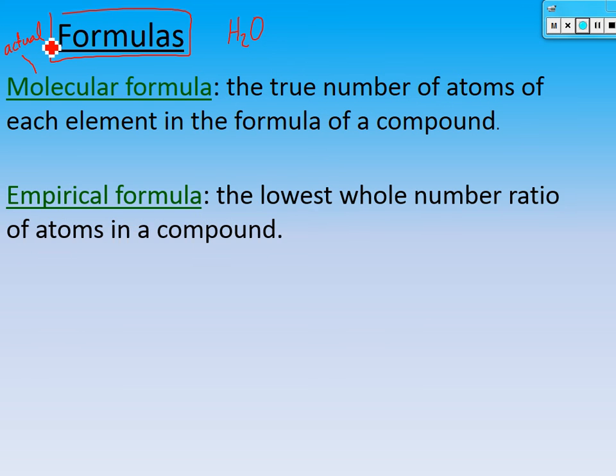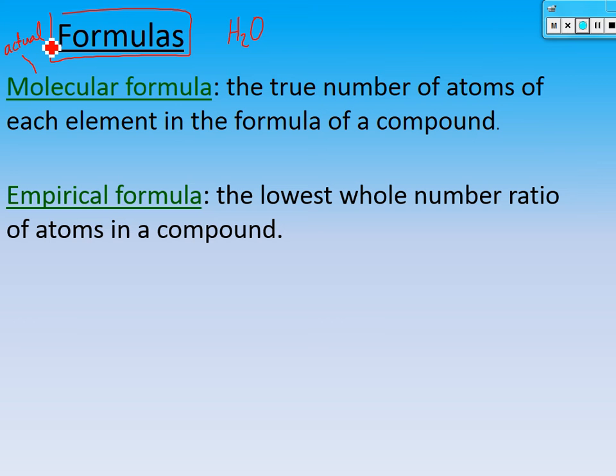Let's contrast that to the other type of formula that you will see. It's called an empirical formula. An empirical formula, you're supposed to write the definition, is the lowest whole number ratio of atoms in a compound. The lowest whole number ratio of atoms in a compound.